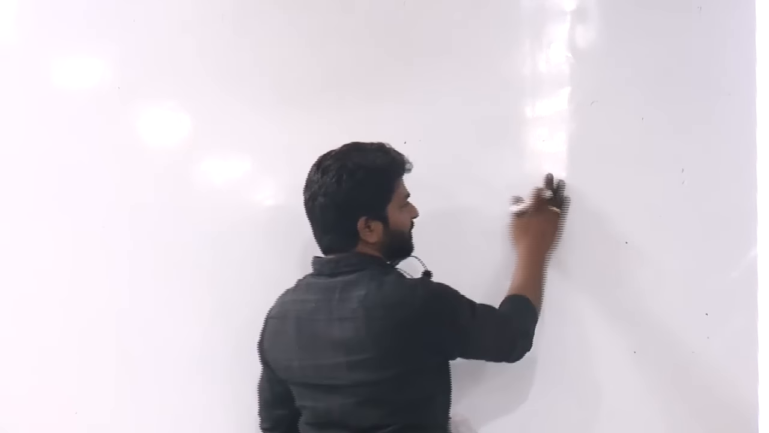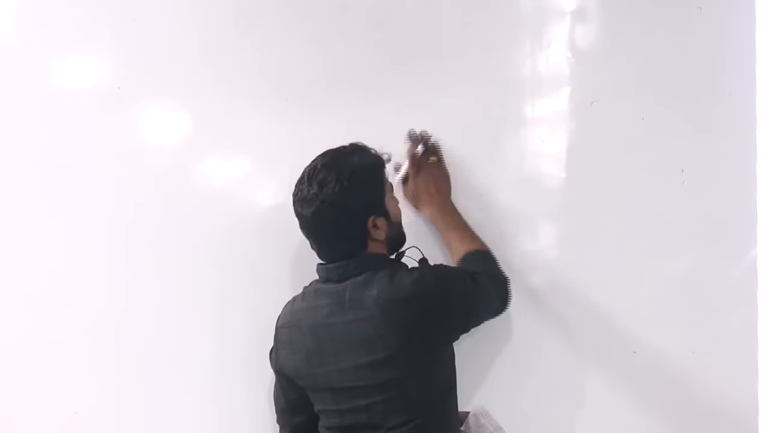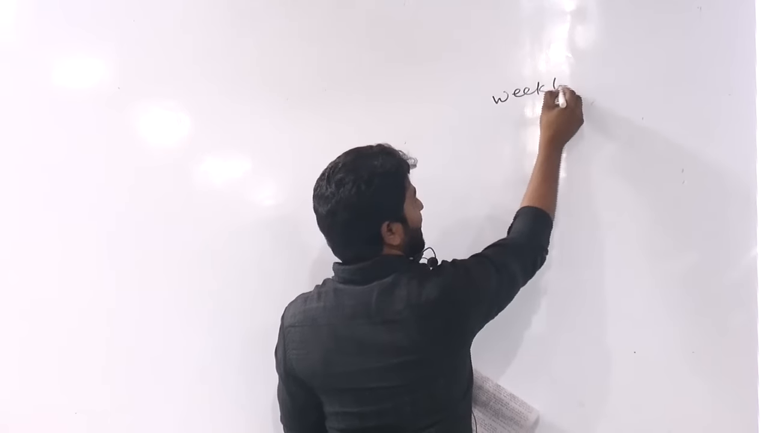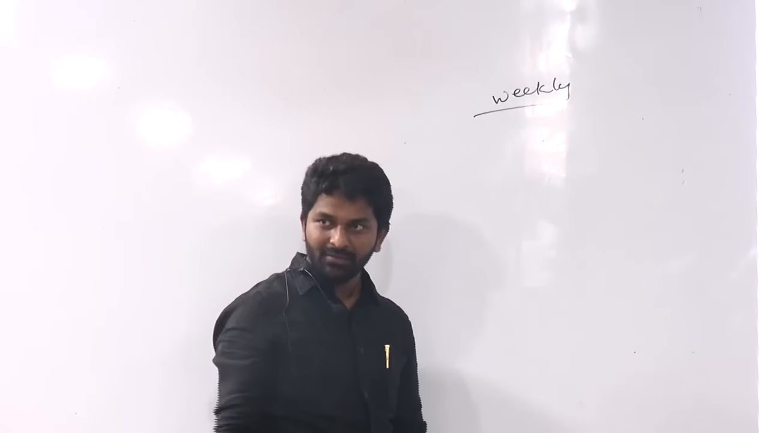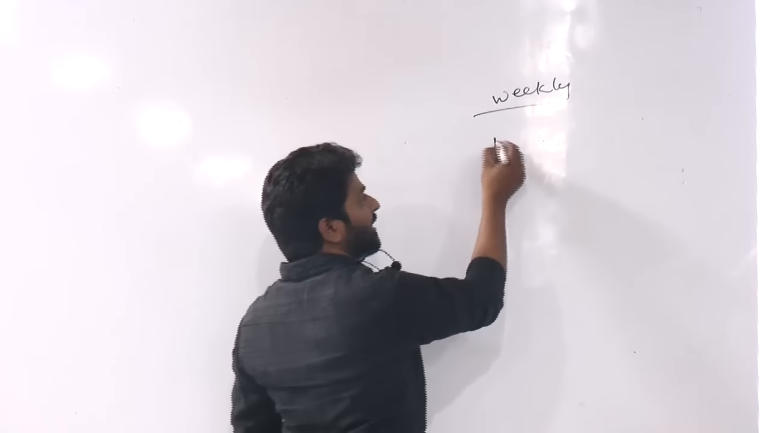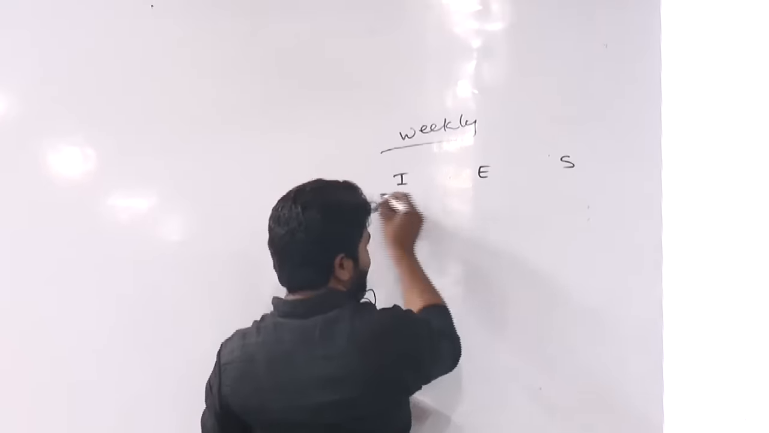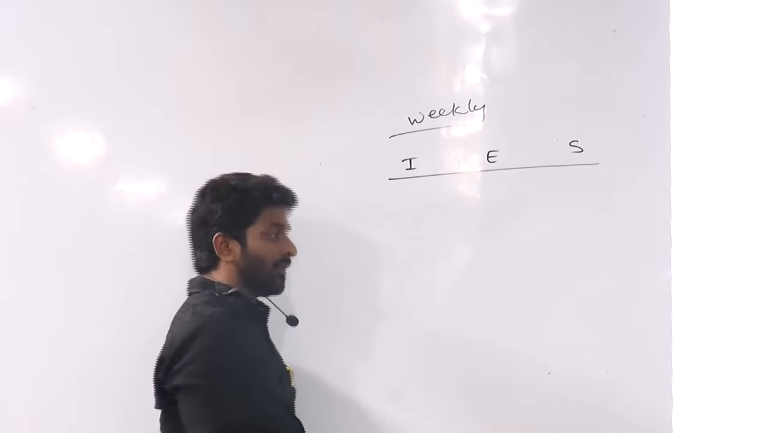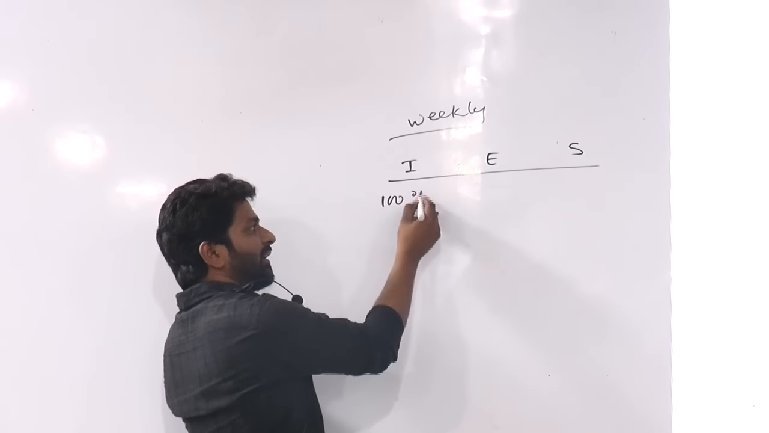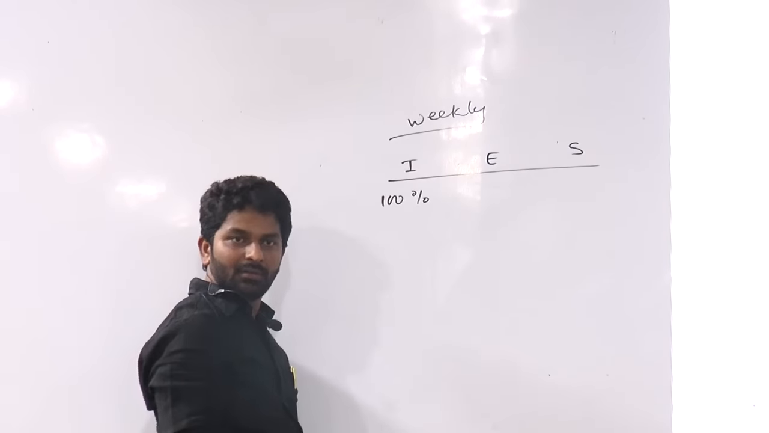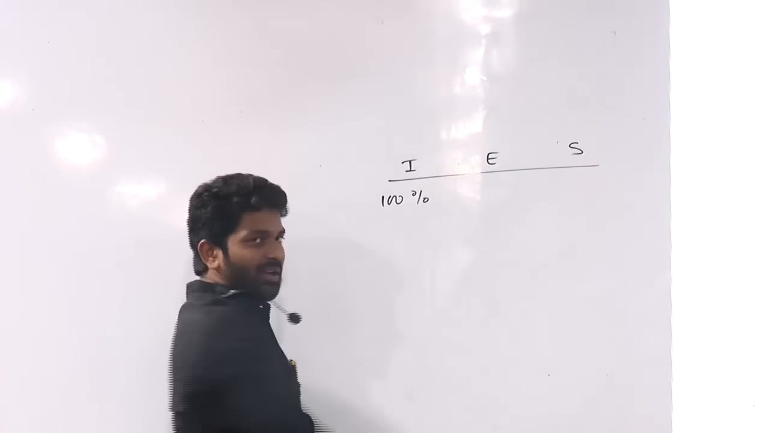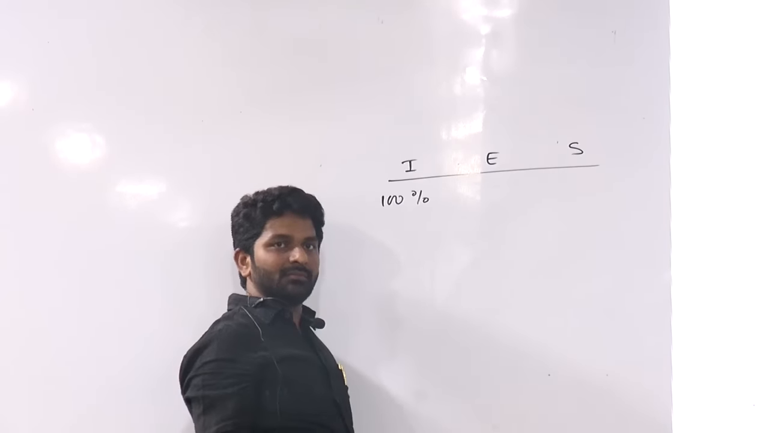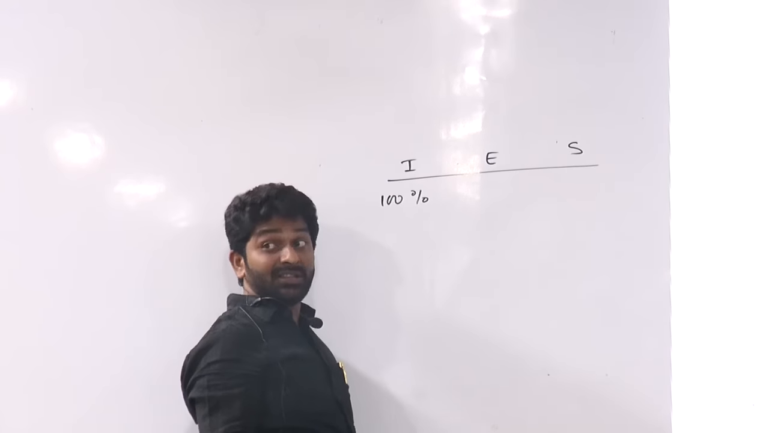Weekly salary, right? So let us discuss everything in terms of what? Weekly. Because you're asked about weekly salary, I want to discuss everything in terms of weekly only. Okay, you have income, expenditure, savings, 3 different values. Always income is 100%, right? Out of income, expenditure, savings, which 2 variables depend on the third variable?